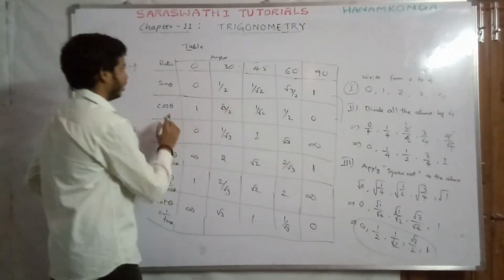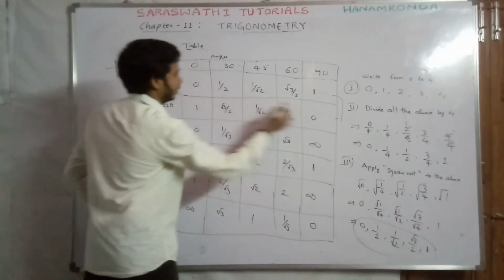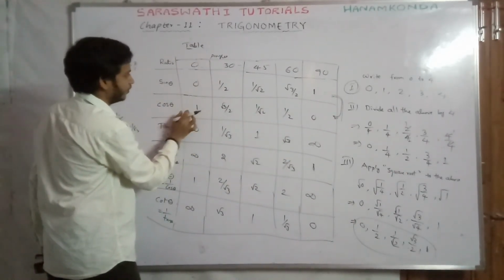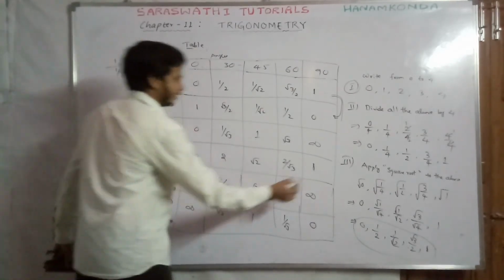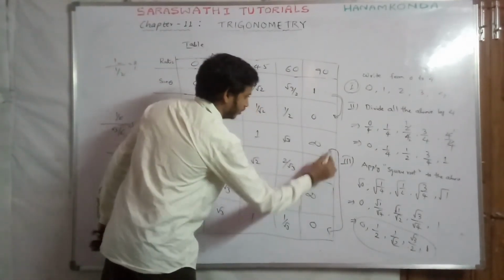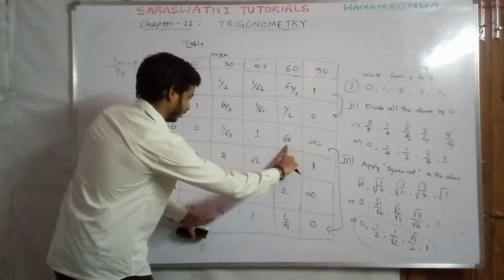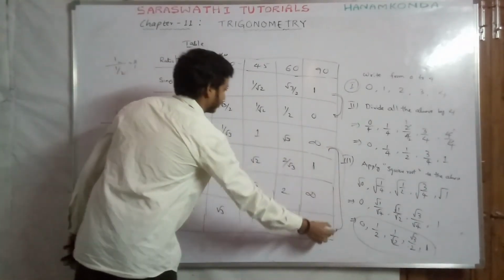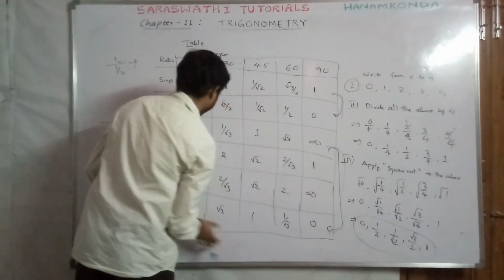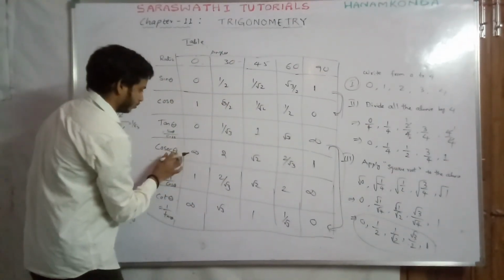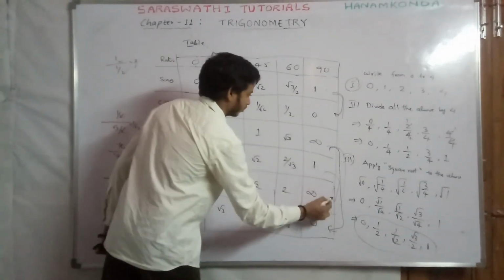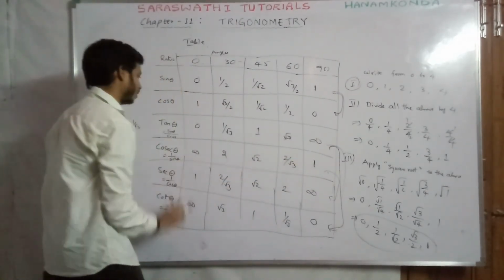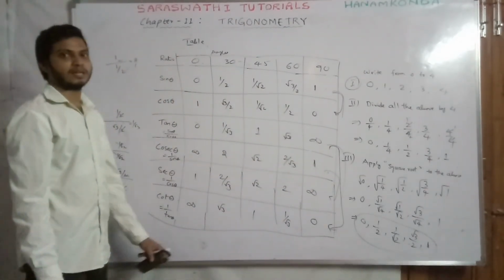If we observe, sine and cos are reversed. If we reverse the sine values, we get the cos values. And tan and cot are reversed: infinity, root 3, 1, 1 by root 3, 0. If we reverse the tan terms, we get the cot. Next, cosec and sec are reversed. If we reverse the values of cosec, we get the values of sec. This is all about the trigonometry table.